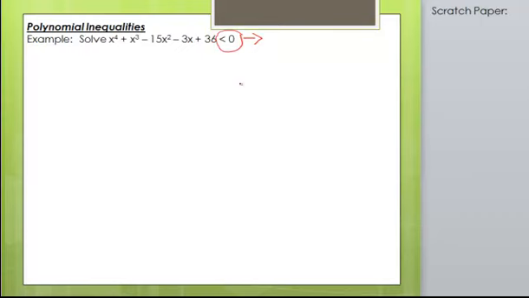All of this has to be less than zero, which means we want our polynomial to be negative. It can't be equal to zero, it has to be simply negative. So we have to figure out, where exactly does this polynomial go negative? Sometimes we can find that on a graph, and sometimes it's kind of difficult to do that. So what we have to do is first completely factor this and find all the x-intercepts.